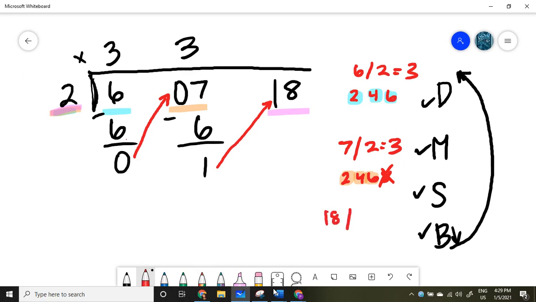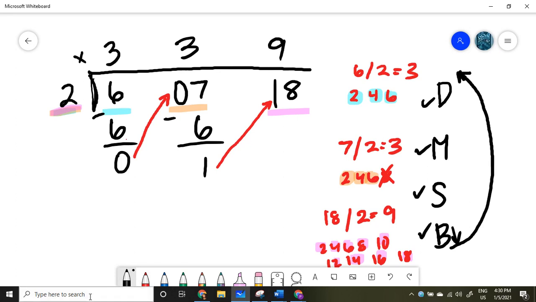18 divided by 2. I can draw 18 dots and split them up into groups of 2, or I can skip count by 2, or I might know mental math. What's my answer? 2, 4, 6, 8, 10, 12, 14, 16, 18. I was able to skip count 9 times. 18 divided by 2 is 9.